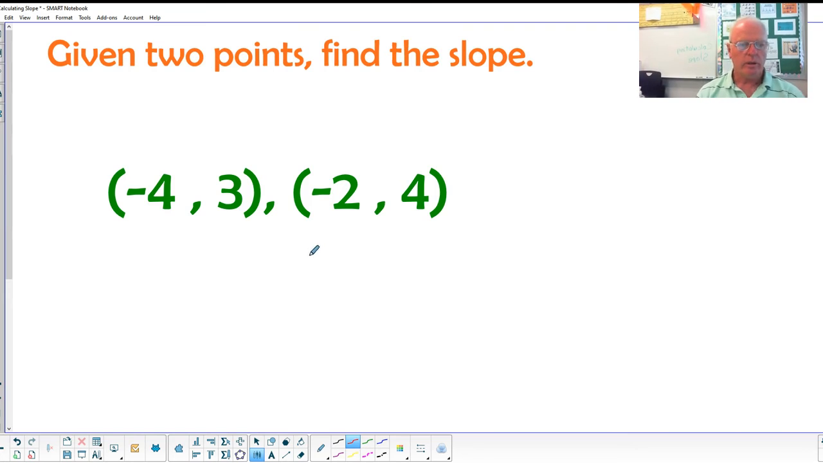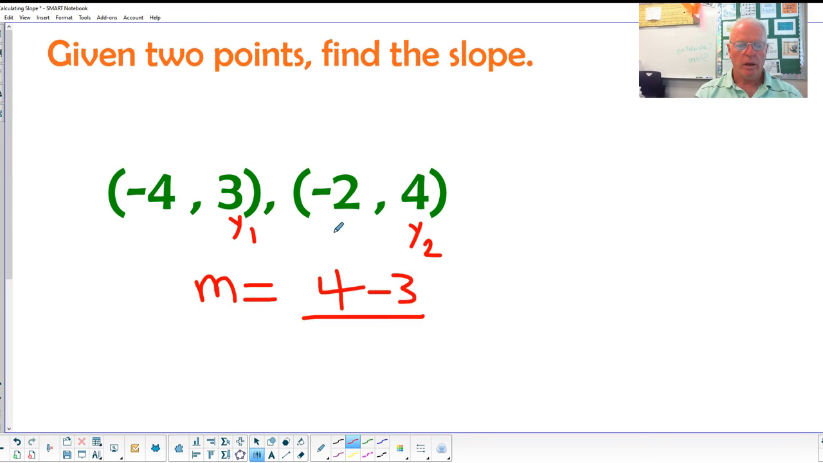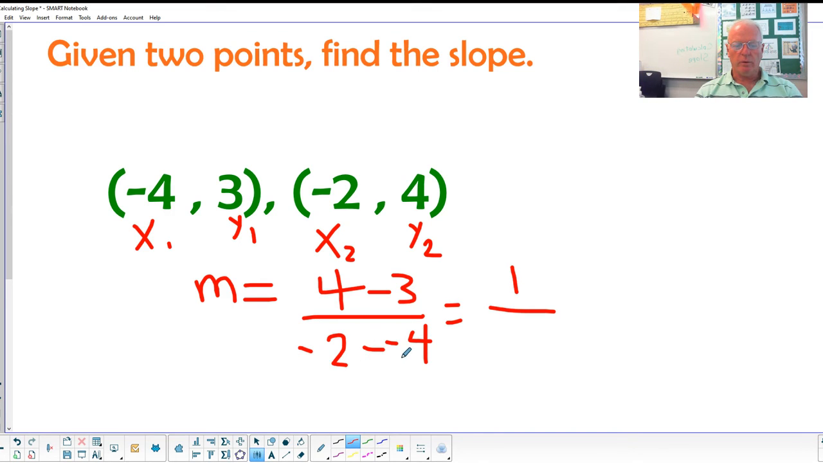All right, so let's try a couple. Let's try the slope formula on this one. So m equals y2 minus y1. So here's y2. So we're going to have 4 minus y1, which is 3, and that'll be on top, and on the bottom we'll have x2 minus x1. So we'll have negative 2 subtract negative 4. So when we do that, 4 minus 3 is 1, and negative 2 minus negative 4 is 2, because that's negative 2 plus 4 when you think about it. So the slope of a line that contains those 2 points is 1/2.